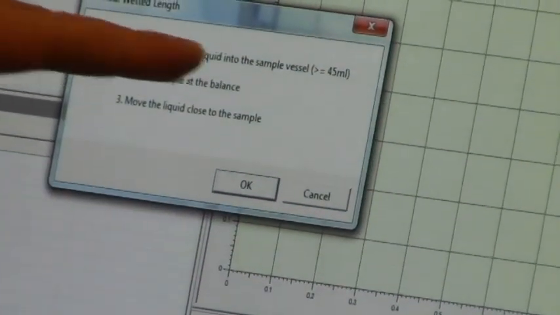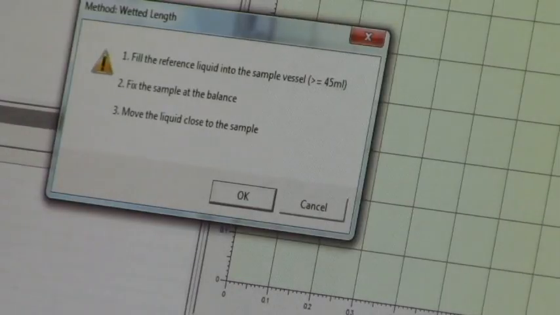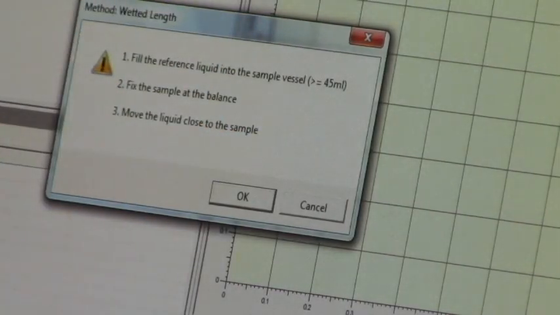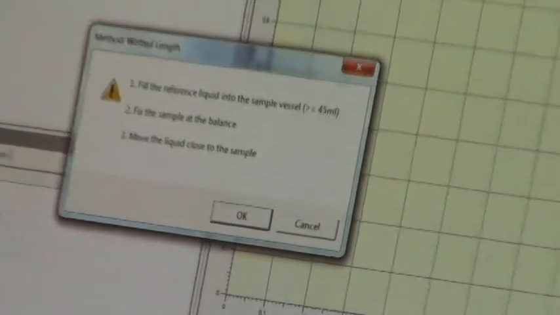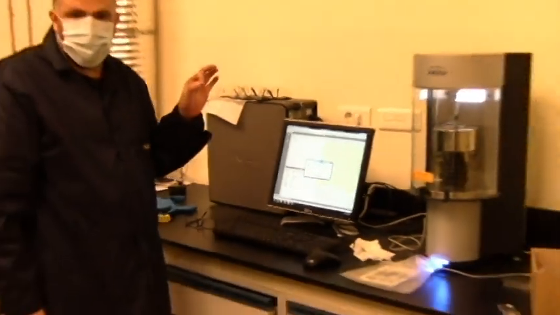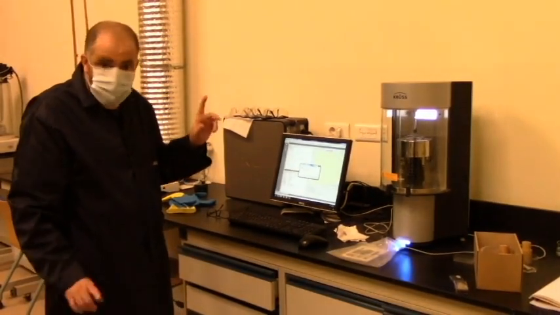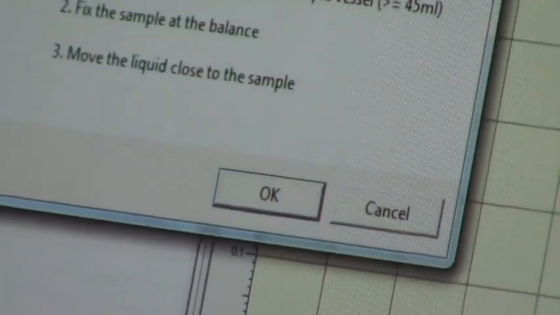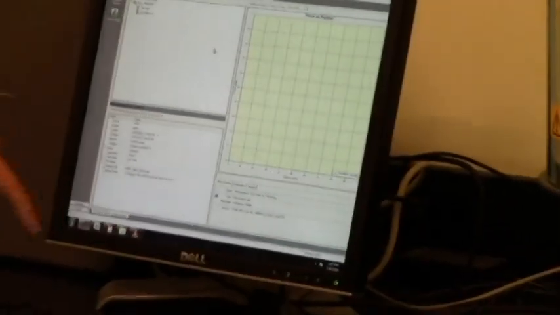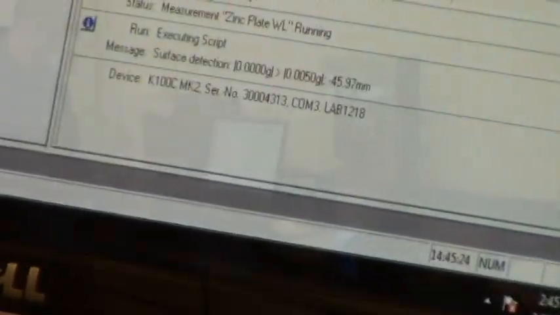Fill the reference liquid into the vessel with minimum volume 45, we already have 50, and it's a reference liquid because we do not have just any liquid, but a liquid with low surface tension to be suitable for the condition that the contact angle is assumed to be 0, almost 0. Fix a sample at the balance, which in our case is zinc, or maybe a realistic example, a piece of rock, and then move it up. Once again, unlocking the balance, setting the balance to 0, and then detecting the surface.